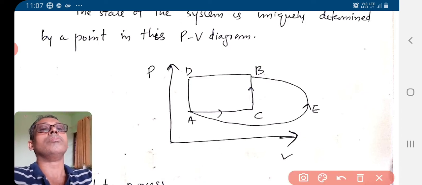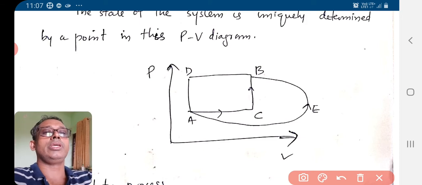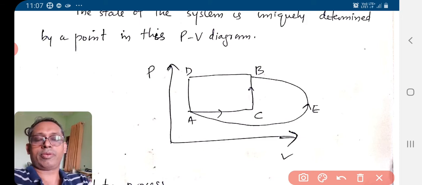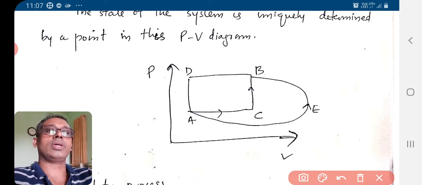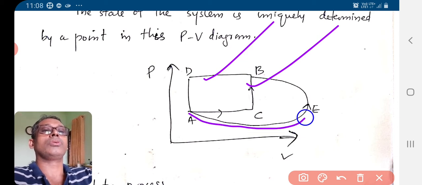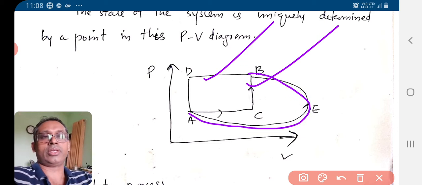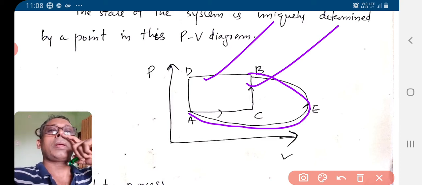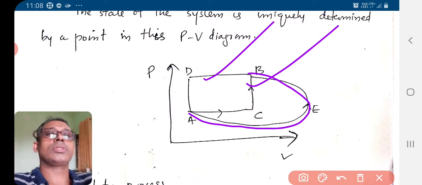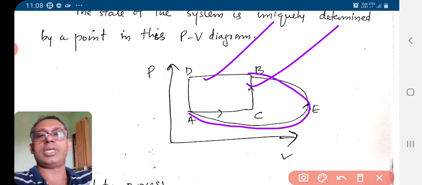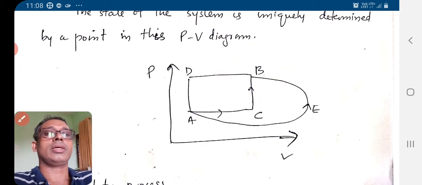Here you have A, B, C, D, E. So A to C, the thermodynamic variables are changing. So that's a process. C to B, that's a thermodynamic process. Here also a thermodynamic process. See, A to B through E, that's a thermodynamic process. So you can describe the state of the system using this PV diagram. The PV diagram is generally called an indicator diagram.